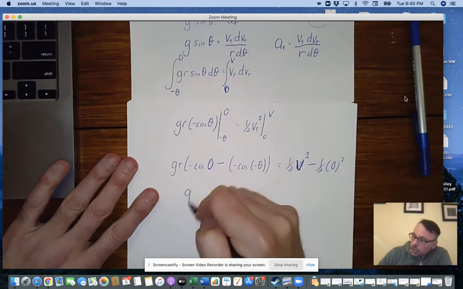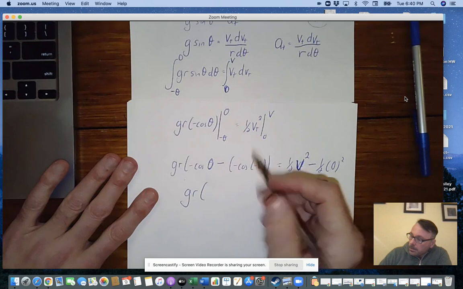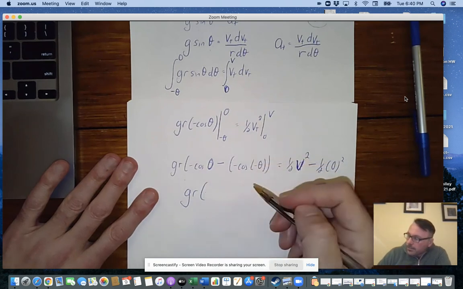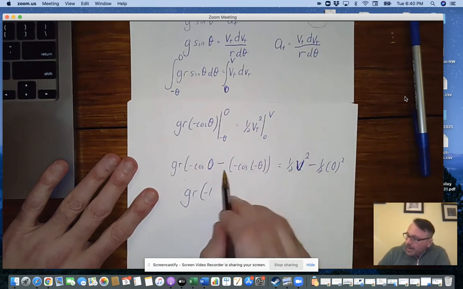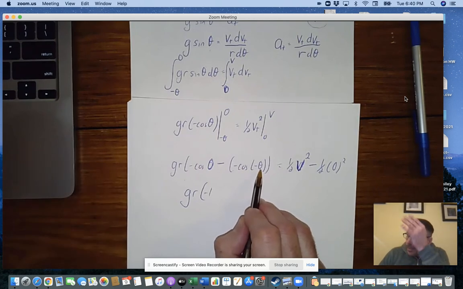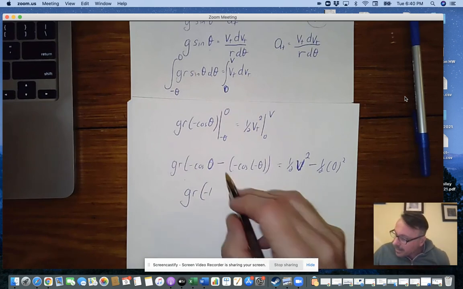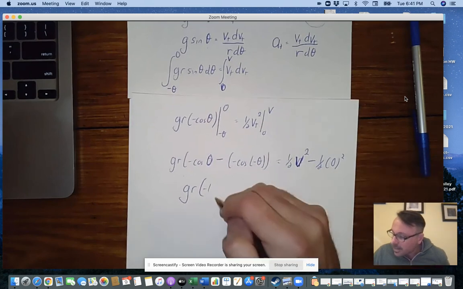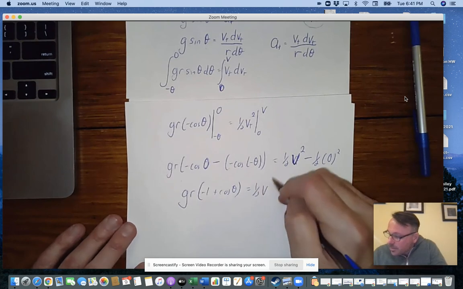And so I've got g r, and then cosine of 0 is 1, right? So that's going to become a -1 there. So that's going to become a negative, negative. So what happens there? Cosine of theta. So that's what our initial position is. And so what does that end up being? Negative, negative is positive, but cosine of a negative angle is just the cosine of the angle itself. So plus cosine of theta, and that's equal then to 1/2 v squared, right?